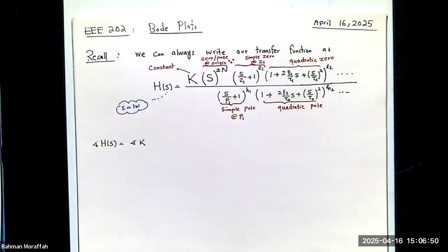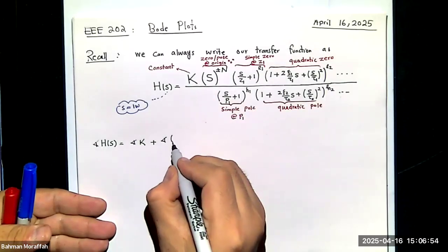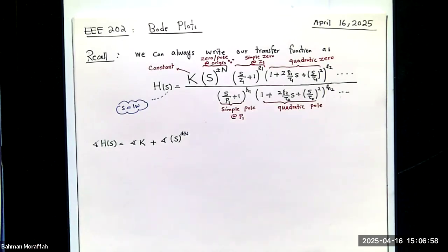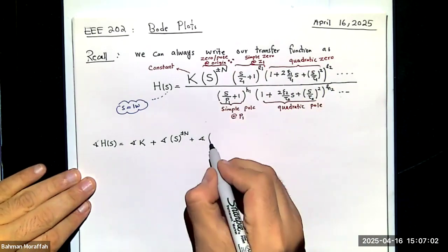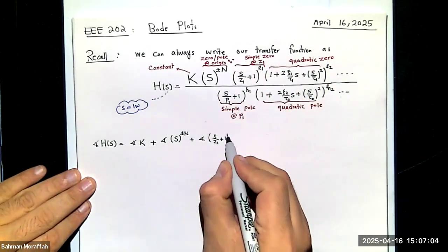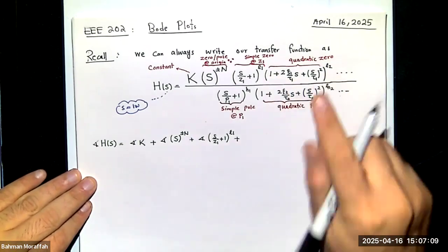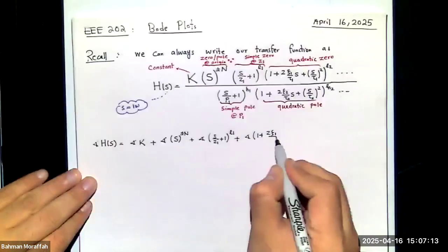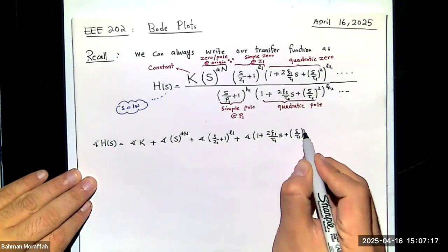Plus the phase for this s to the power of plus or minus n, plus the phase for this term, s over z1 plus 1 to the power of L1, plus the phase for the quadratic form, 1 plus 2 psi 1 over tau 1 s plus s over tau 1 squared.